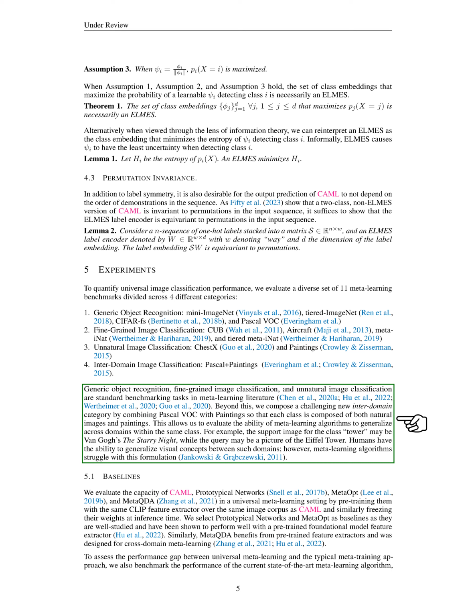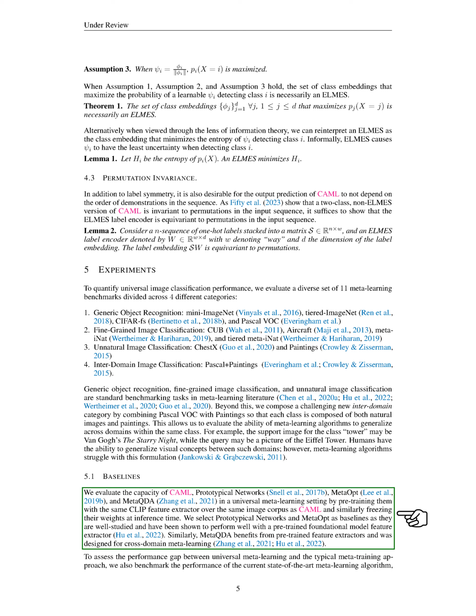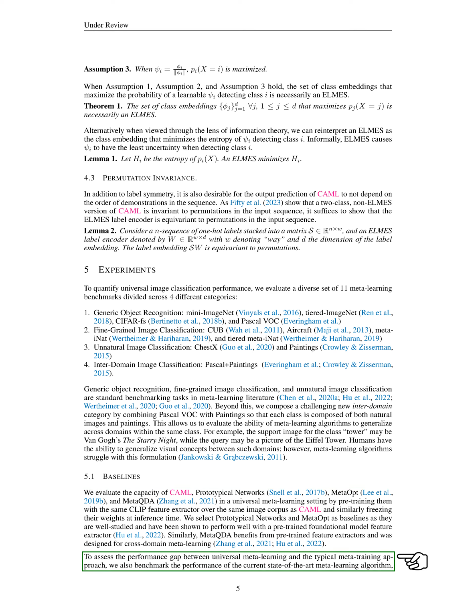For instance, the support image for the class tower might be Van Gogh's The Starry Night, while the query could be a picture of the Eiffel Tower. Humans can easily make this connection, but it's a challenge for meta-learning algorithms. We compared CAML with other models, including prototypical networks, MetaOpt, and MetaQDA, using the same pre-training and freezing their weights at inference time. We also compared it with the current best meta-learning algorithm, P>M>F, which is trained on each dataset.